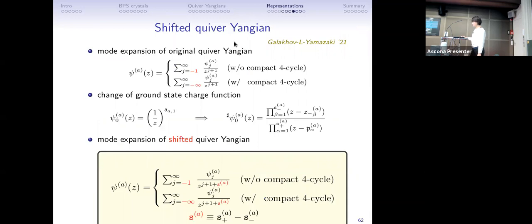And so the only change to the algebra is this shift here. So this is called a shifted quiver Yangian. Now you have a family of quiver Yangians, but with a shifted mode expansion. But essentially they are the same algebra, I think.